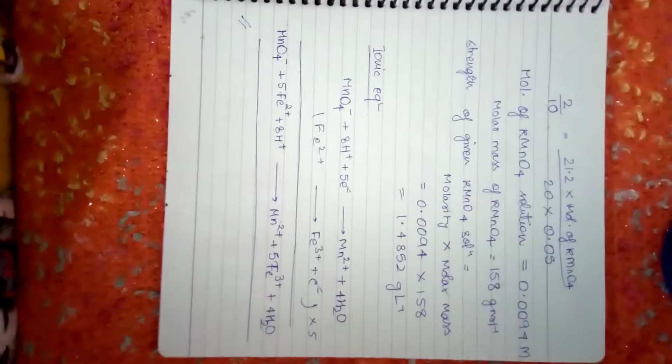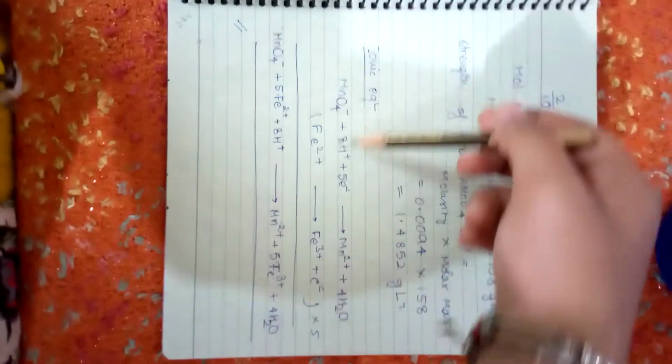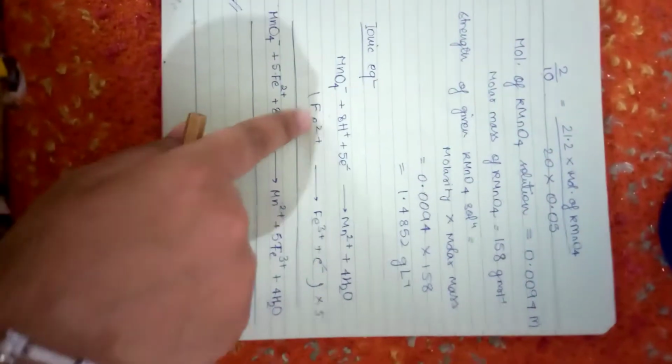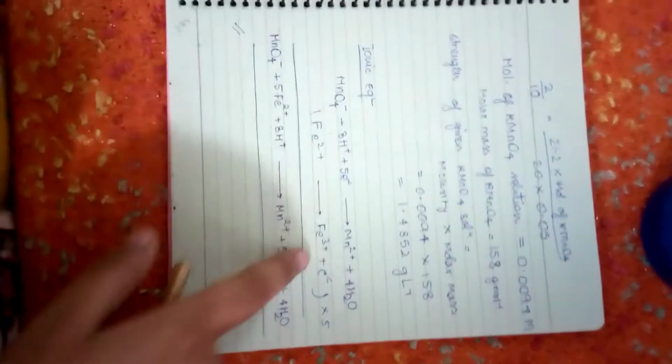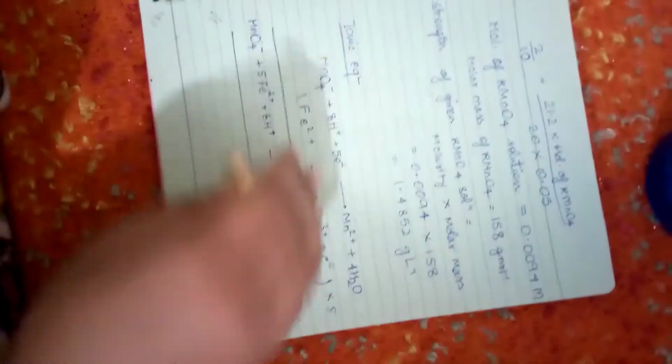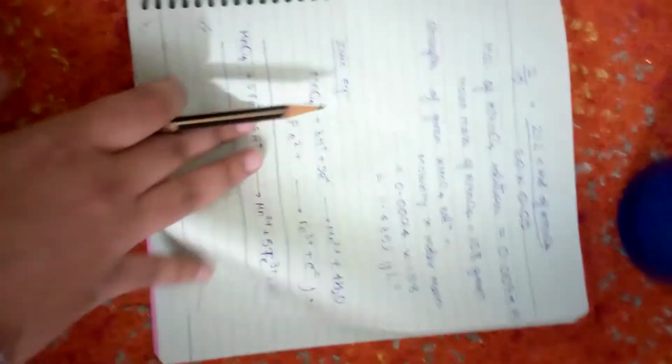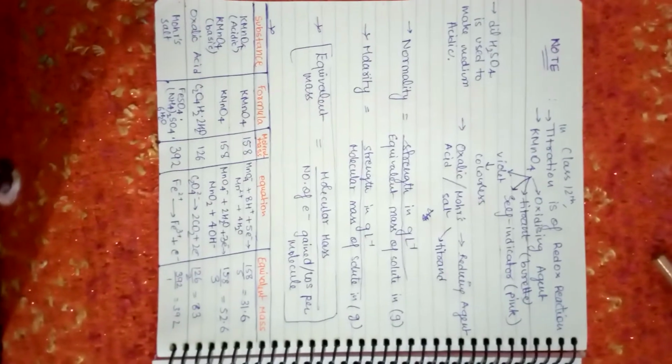Then here comes the ionic equation. Again the MnO4 equation is the same, Fe2+, yes this was Mohr salt, so here Fe2+ ferrous is converted to ferric, and then we balance it by multiplying by 5, and then this is the equation. These are some of the keynotes that I have written. If you would like to, then please take a screenshot.